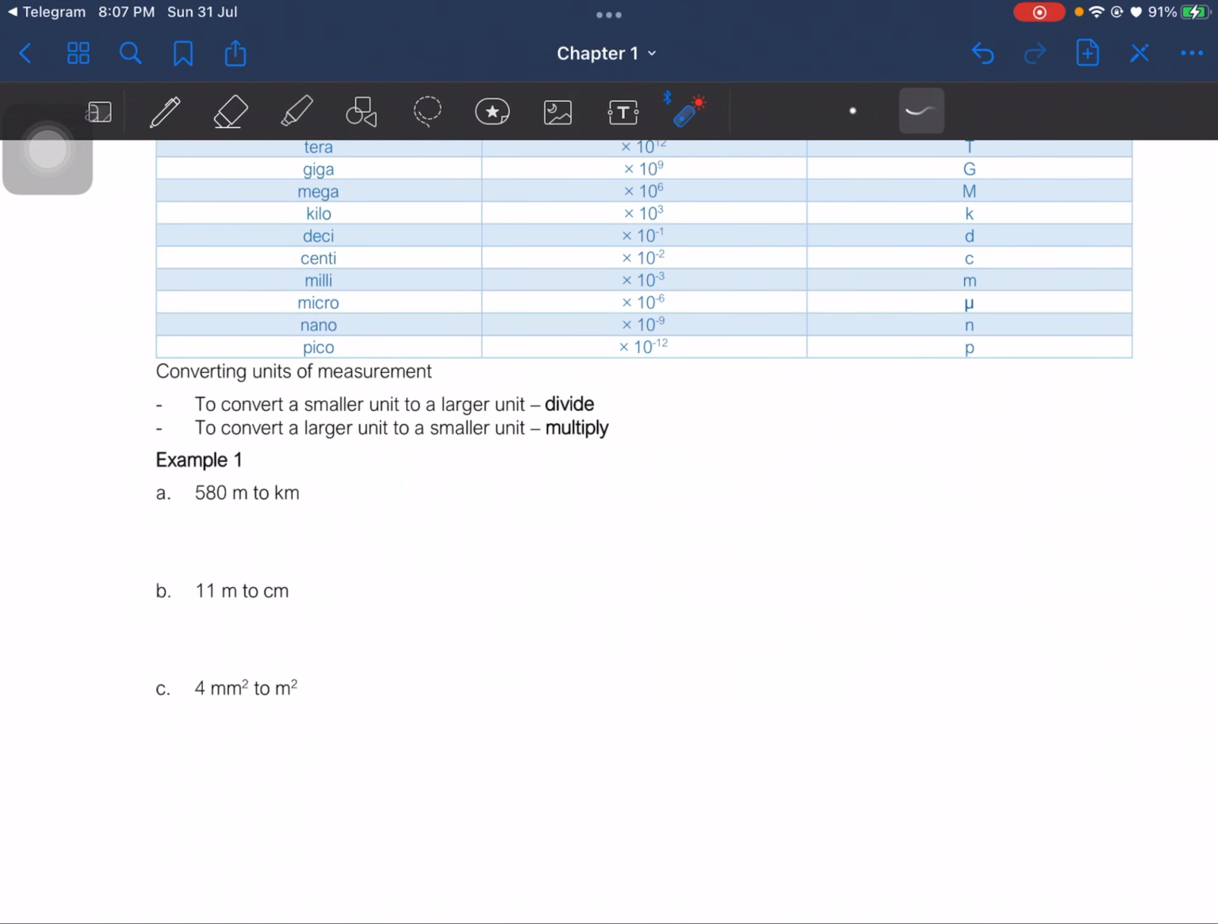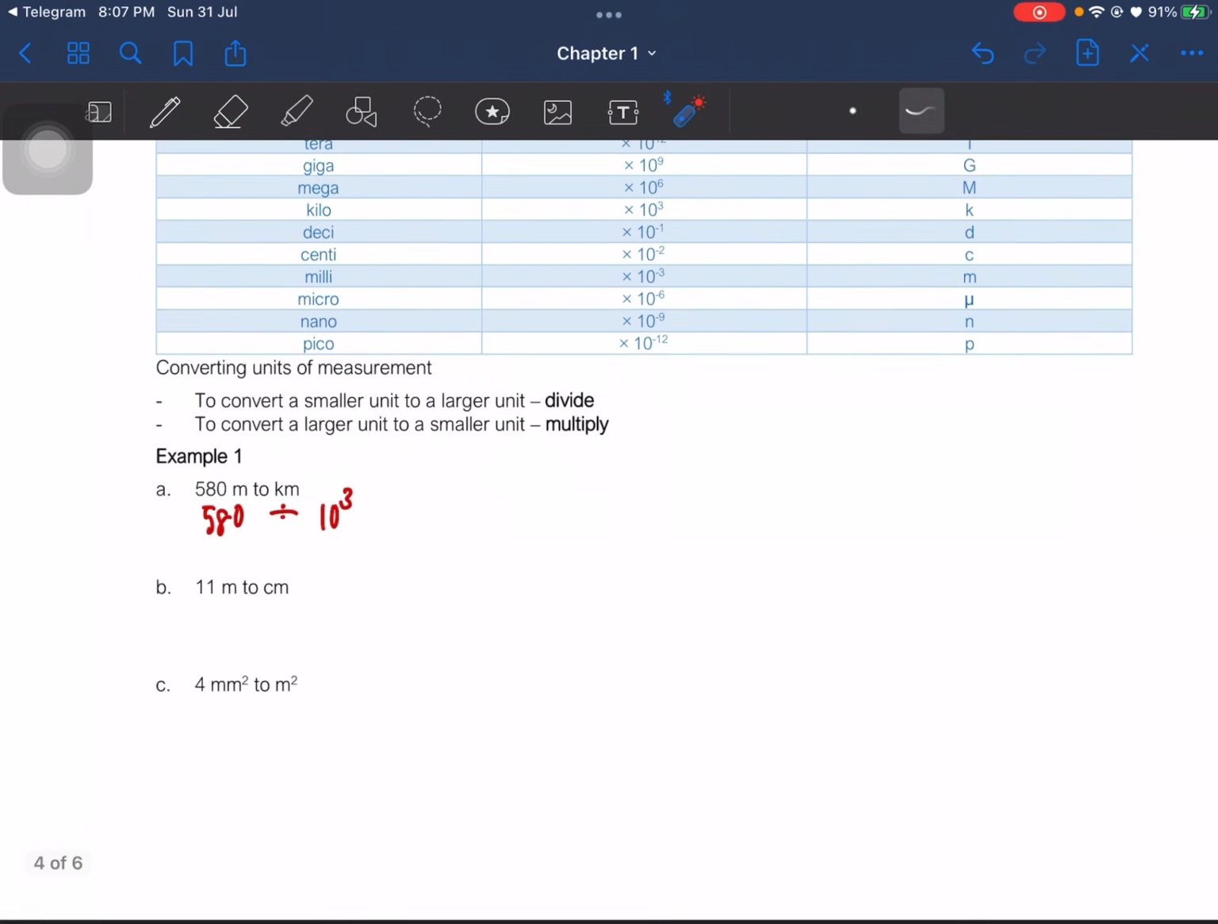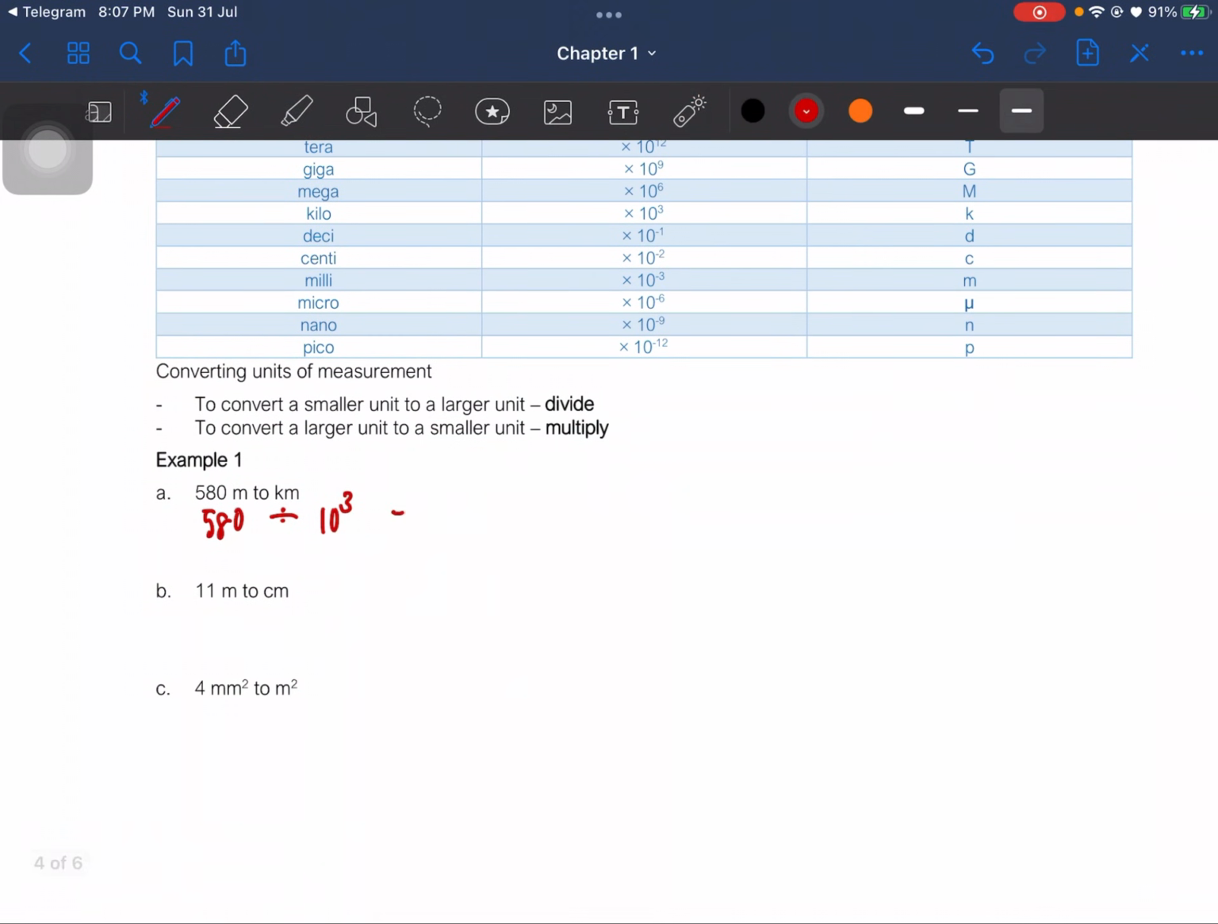Let's look at example number 1. This is 580 meter into kilometers. This is from a smaller to a larger unit, so you are going to do this by dividing it by 1,000. 1,000 meters, sorry. Kilo is times 10 to the power of 3. So you will get 0.58 kilometer as the answer.